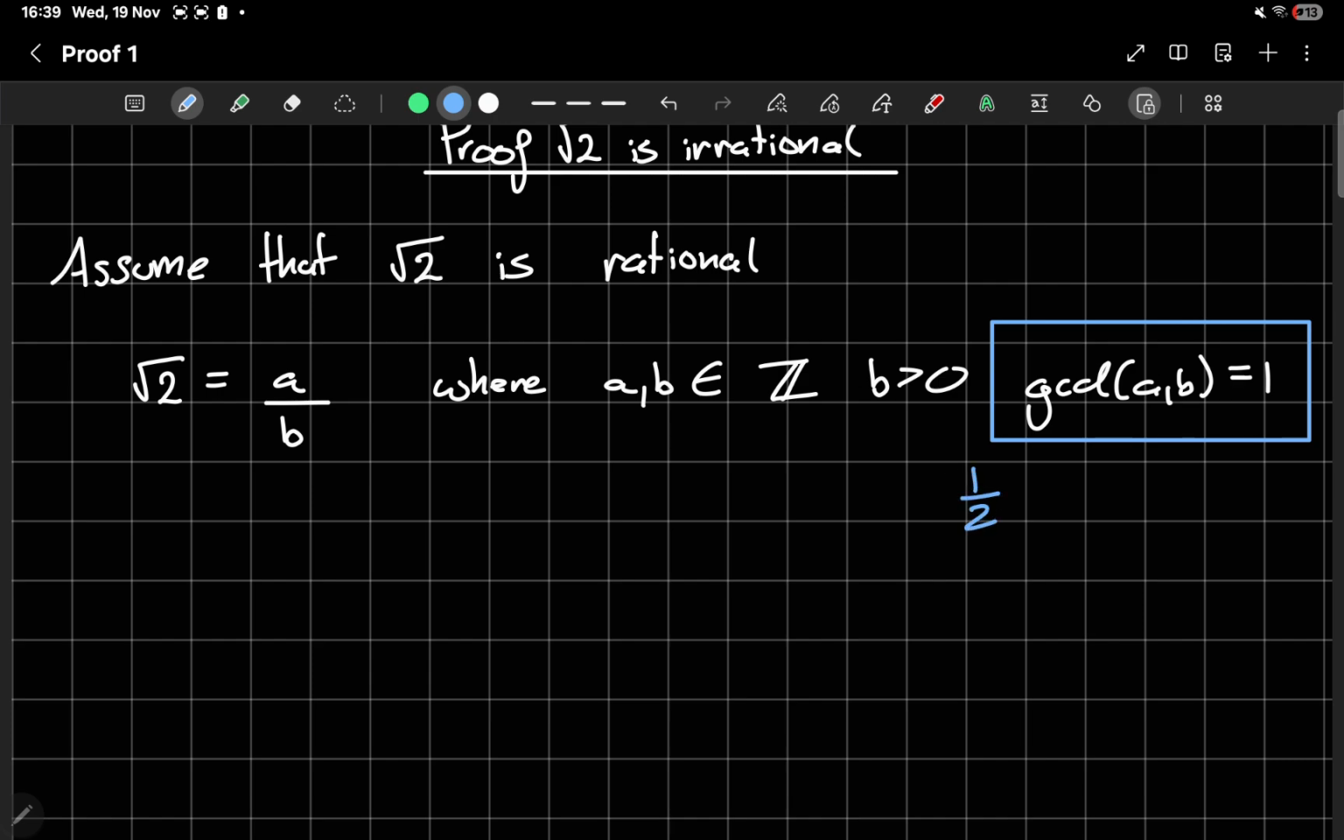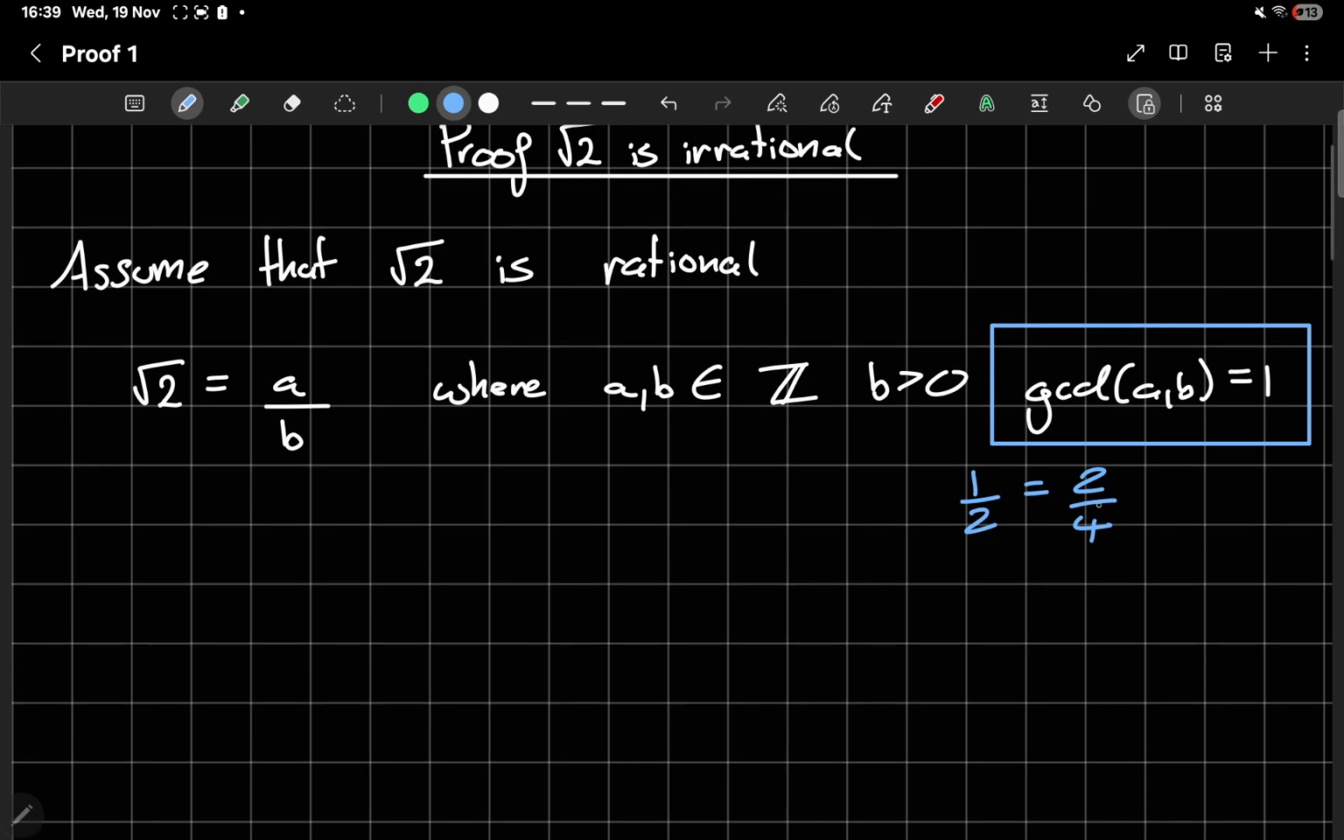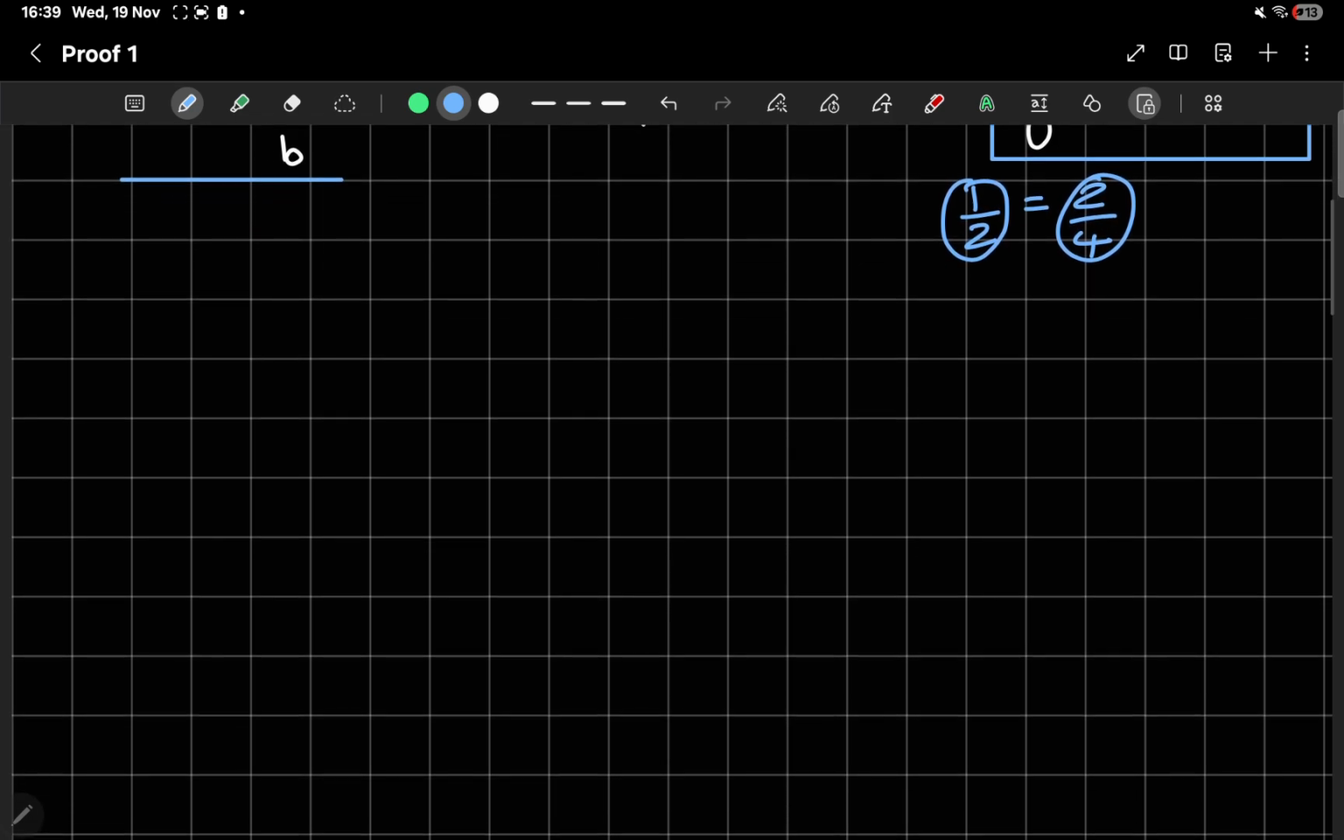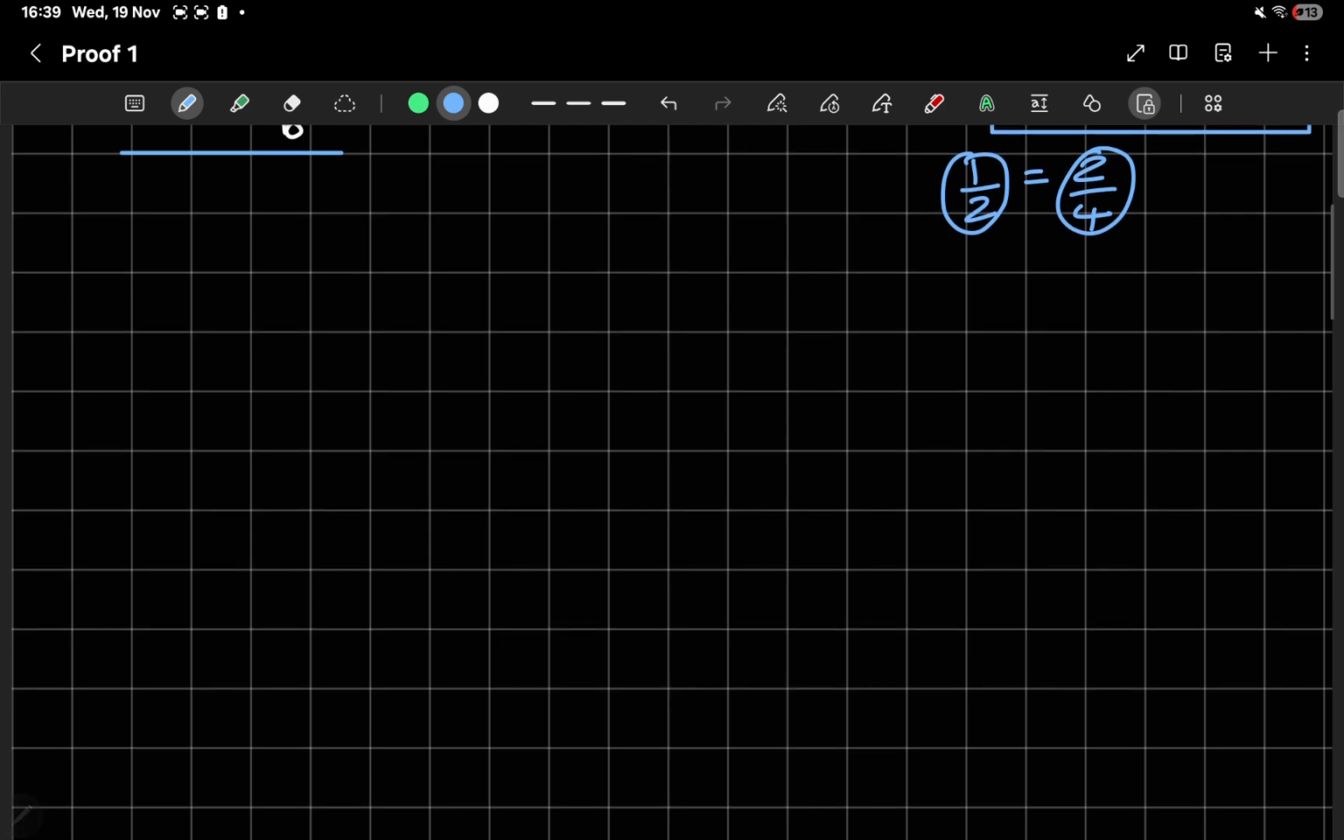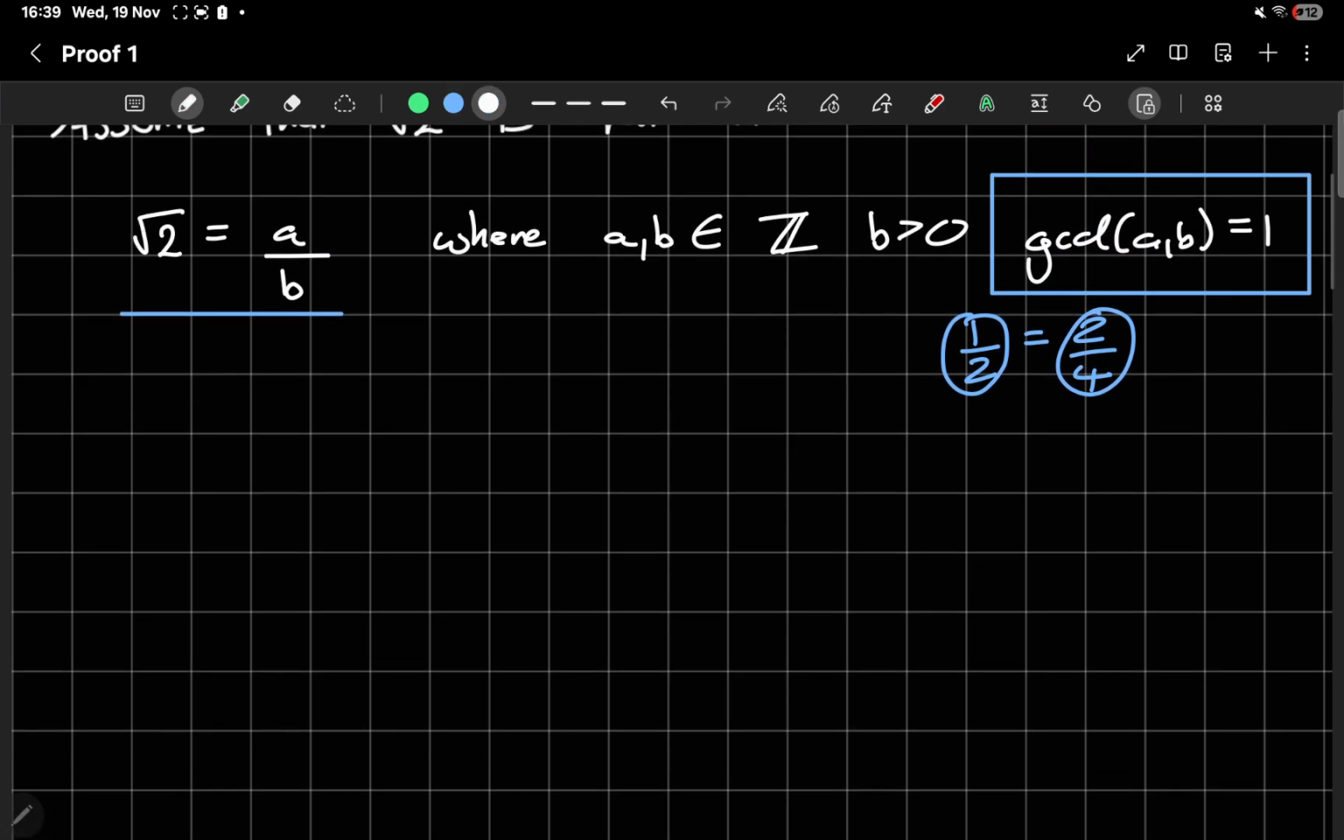So if I have 1 over 2, 1 over 2 is the same as 2 over 4, but 1 over 2 is in its simplest form, and this is not. The greatest common divisor of 1 and 2 is 1. The greatest common divisor of 2 and 4 is 2. So basically we just want this fraction, root 2 equals a over b, to be in its simplest form. And if it's not in its simplest form logically, then we have a contradiction. So we'll see how that works later.